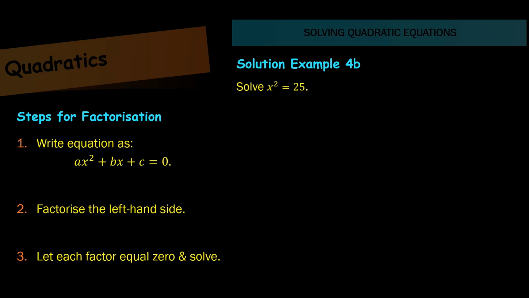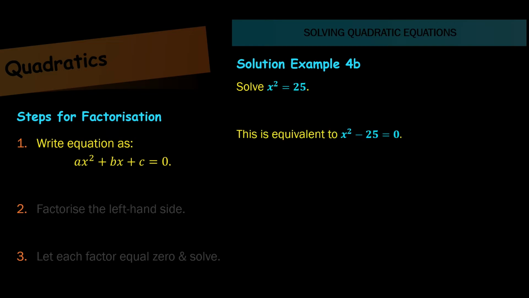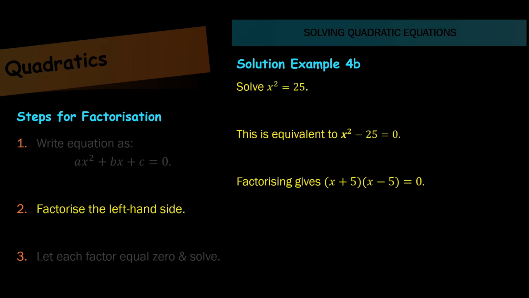We need to first write our equation in the form ax squared plus bx plus c equals 0. In order to do this to our equation, we simply subtract 25 from both sides, and then we'll have it in this format, as shown. Now we factorize the left-hand side. Factorizing gives us x plus 5 times x minus 5 equals 0.